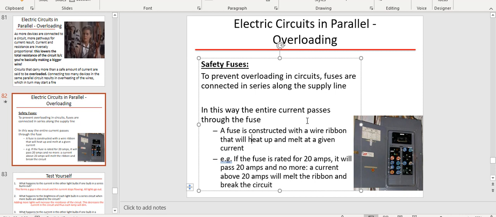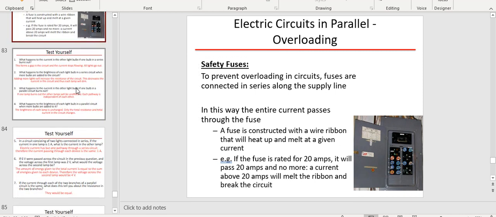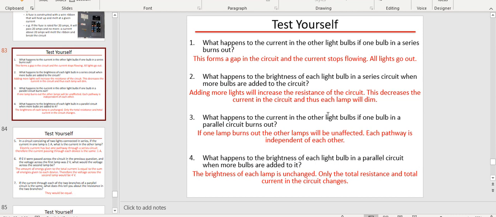If the fuse is rated for 20 amps, it will pass 20 amps and no more. A current above 20 amps will melt the ribbon and break the circuit. And that's how it's a safety feature, right? These fuses are in there, and if there's too much current, it shuts the whole thing down. Brilliant, eh? Test yourself. What happens to the current in the other light bulbs if one bulb in a series burns out? They're all gone.